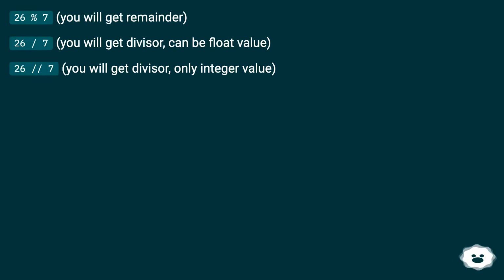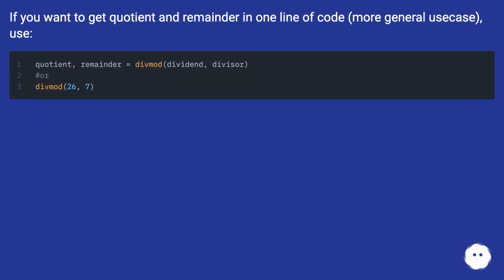26 % 7, you will get the remainder. 26 / 7, you will get the divisor, which can be a float value. 26 // 7, you will get the divisor, only an integer value. If you want to get quotient and remainder in one line of code, a more general use case, use divmod.